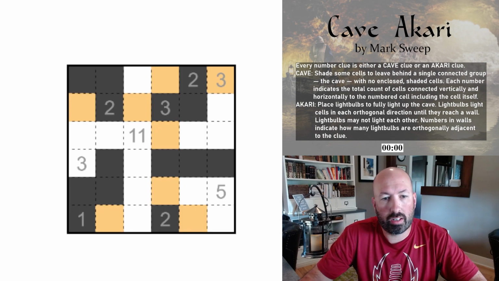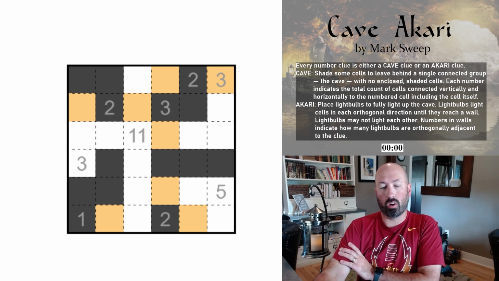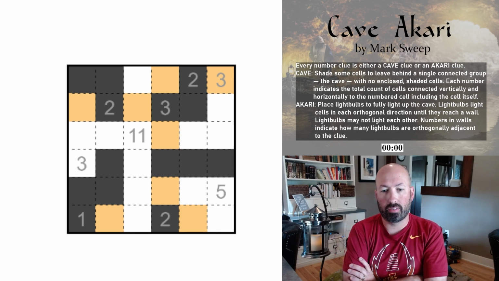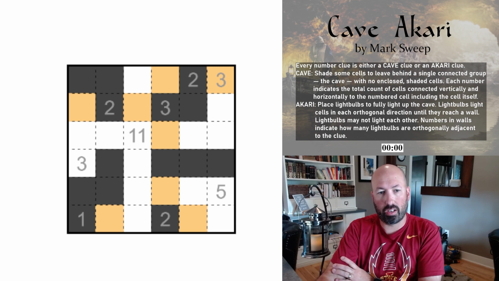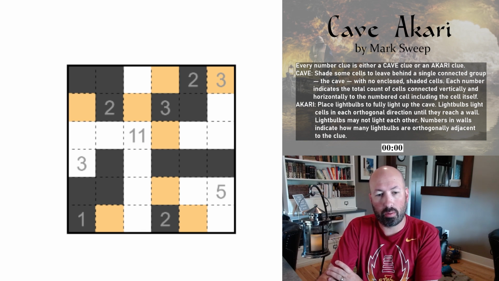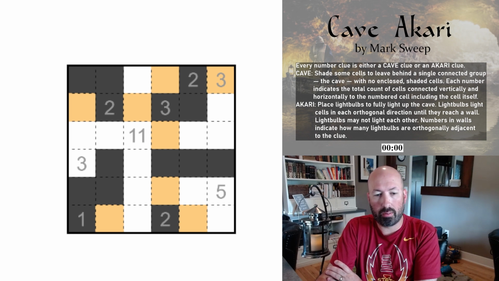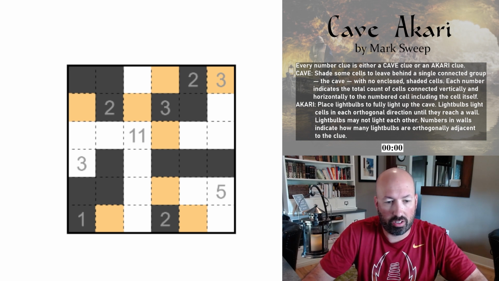All right, so you can see the 3, the 11, and the 5 that are in white, and the 3 at the top that's orange. Those are all part of the cave, and they see the correct number of cells. Then the gray cells are the walls, and the numbers in the gray are the Akari clues, and you'll notice each one has the correct number of lights next to it. So the 1 has 1 orange next to it. The 2 at the bottom has a 2 above and to the right. So that's kind of an example of a finished grid.